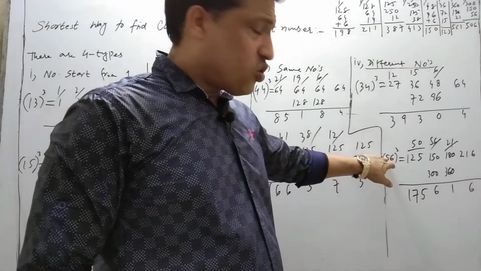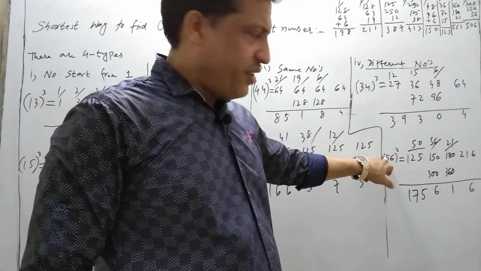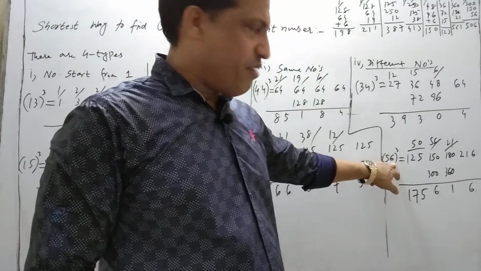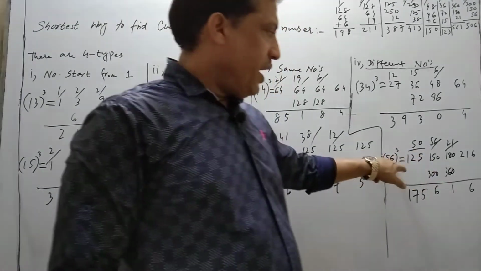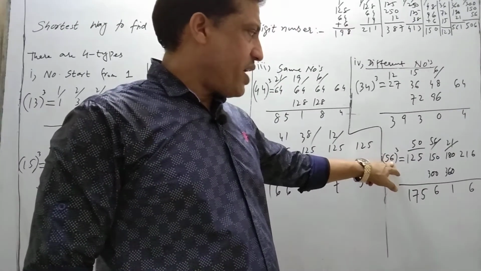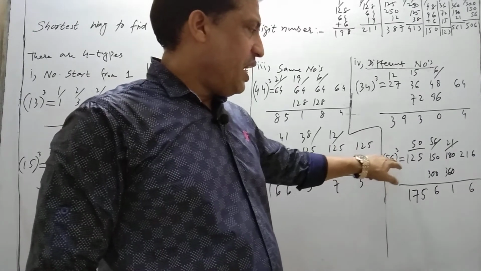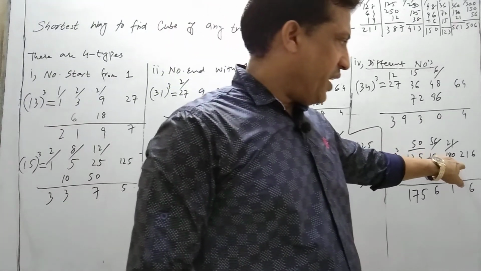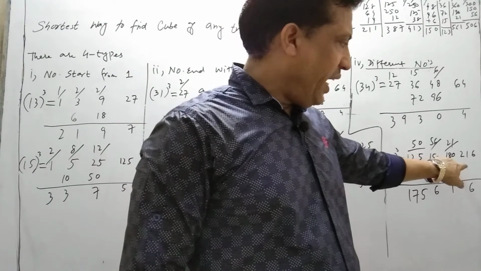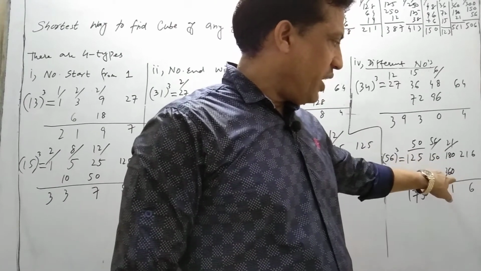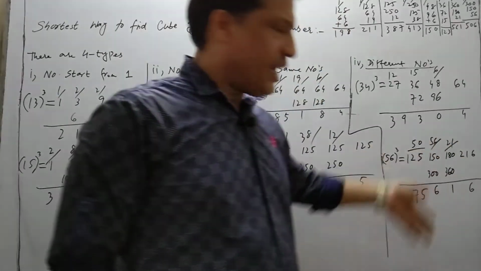Now take the square of the first number. 5 square is 25. Multiply by the second number. 25 multiplied by 6 is 150. Square of the second number, 6 square is 36. Multiply by the first number. 36 into 5 is 180. Double of these: 180 into 2 is 360, 150 into 2 is 300, and then add them.